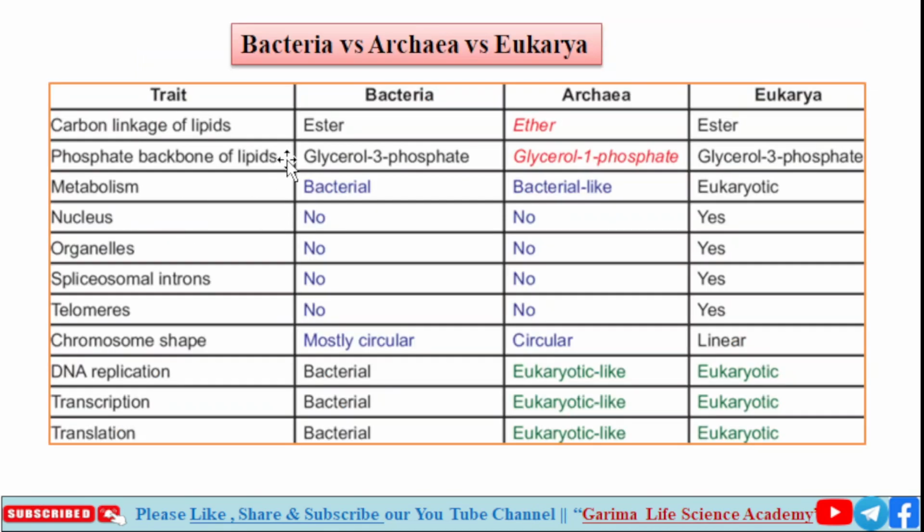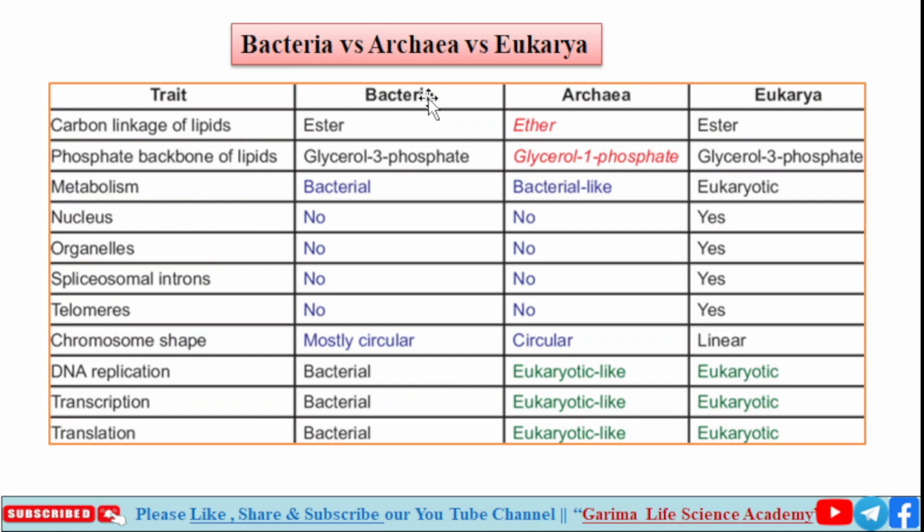In the last slide, we are going to show the differences and some similarities between bacteria, archaea and eukarya. How many characteristic features are common in all three, and how many properties are different in bacteria, archaea and eukarya. So this table will contain traits. Here are bacteria, archaea and eukarya. The first property is carbon linkage of lipids.